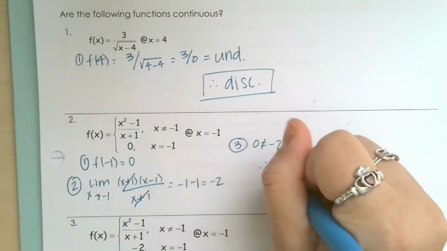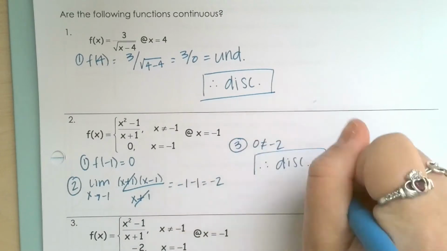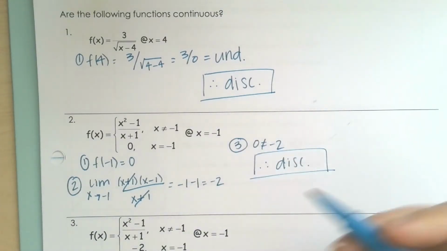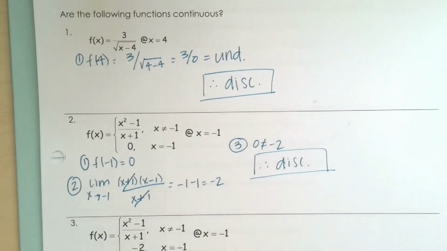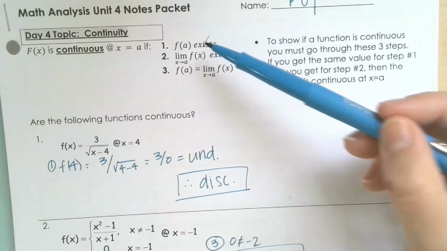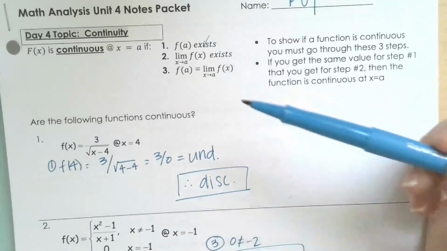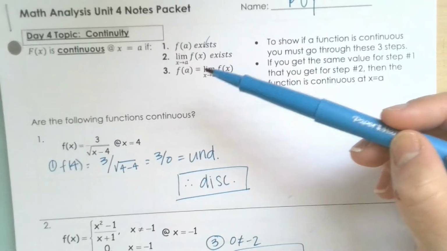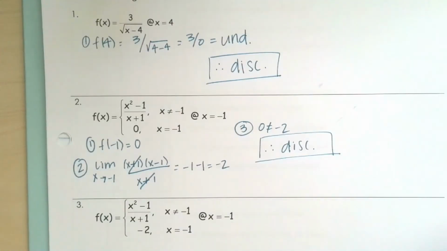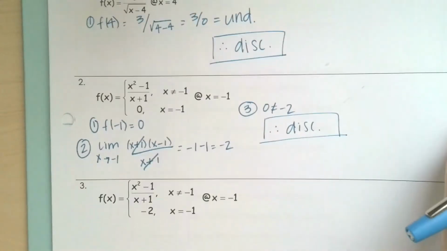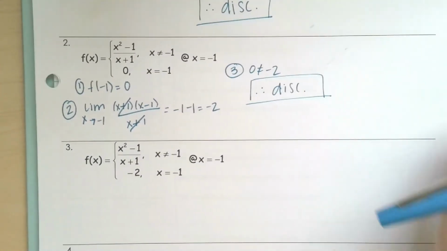Therefore, this is discontinuous. Okay. On the homeworks, you'll have to identify why. It's all just multiple choice. It's just identifying, is it because the function does not exist? Is it because the limit does not exist? Or because the function value does not equal the limit? Okay. Right now, I'm just stating if it is continuous or not.